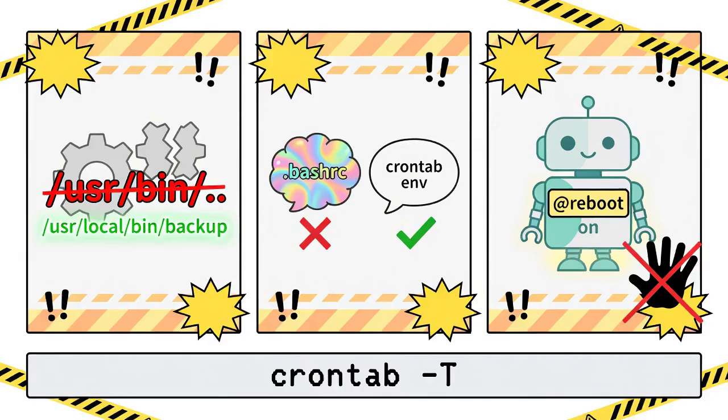3 pitfalls bite people repeatedly. First, cron has a tiny path, so most binaries must be invoked with full paths like /usr/local/bin/backup. Second, the crontab environment is not your interactive shell environment, so variables from .bashrc are absent. Third, @reboot triggers when the daemon starts, not on demand, so rebooting a crashed service is not what it does. On modern systems, run crontab -t before installing to validate the schedule.